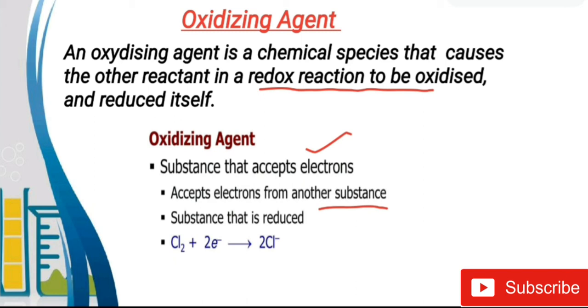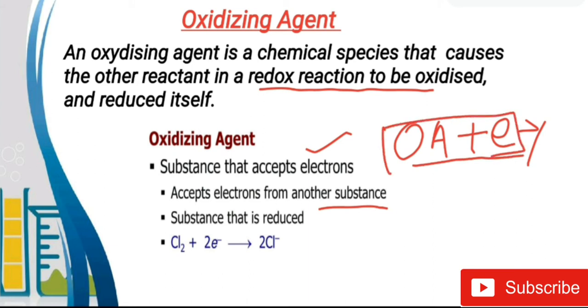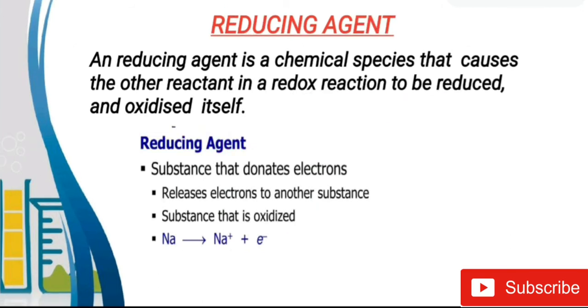So an oxidizing agent always accepts electrons, electrons that are donated by the reducing agent. Now let us discuss what is a reducing agent. A reducing agent is a chemical species that causes another reactant in a redox reaction to be reduced.